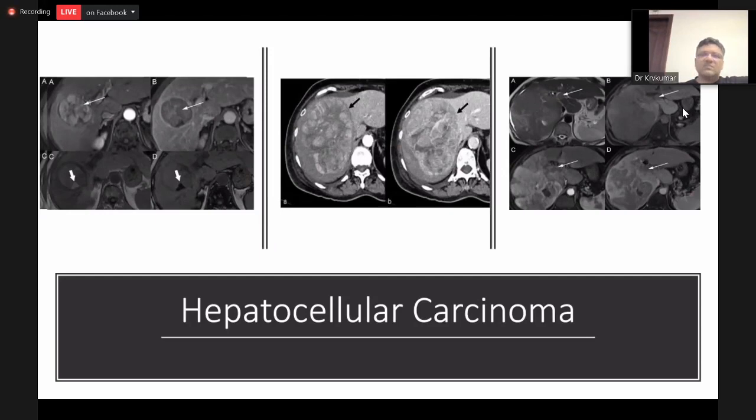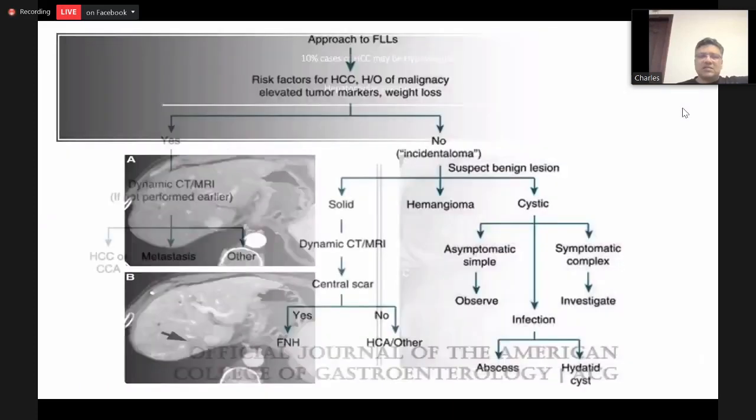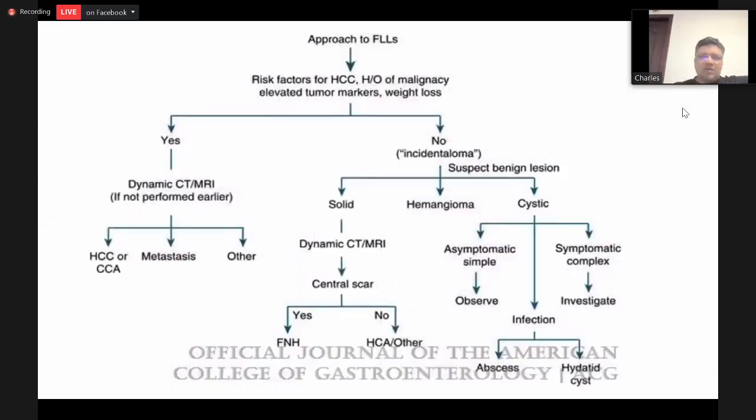So I think there are no further questions in the chat box. Do you have another case, Dr. Charles? No, that's the last case, and that's a flow diagram from the American College of Gastroenterology.